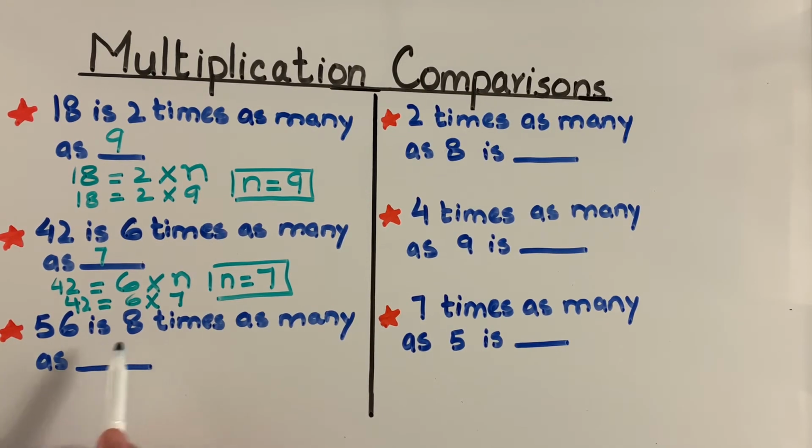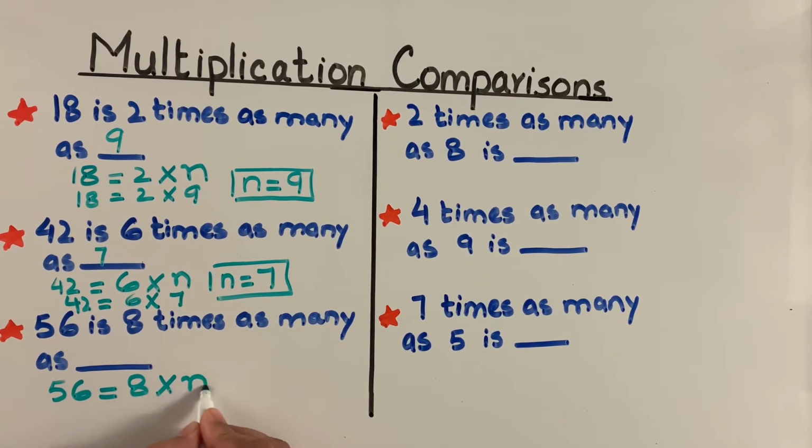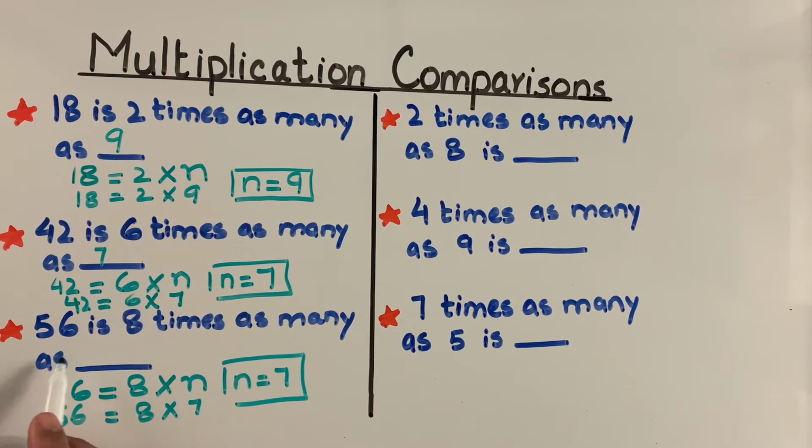56 is 8 times as many as blank. Let's write it here. 56 equals 8 times n. 8 times 7 is equal to 56. n is equal to 7 here. So 56 is 8 times as many as 7.